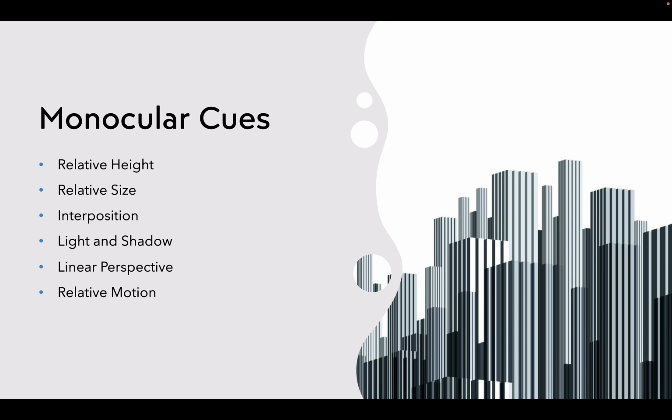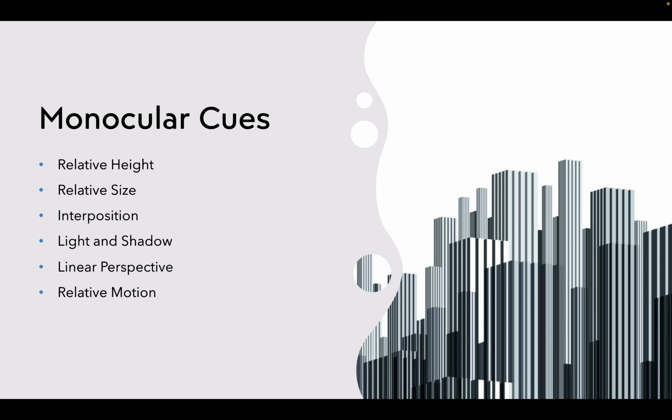Relative size. If we assume two objects are similar in size, most people perceive the one that casts the smaller retinal image as farther away. If we know two things are the same size, but one is showing a smaller retinal image than the other, we understand that the smaller one is farther away, because we know those two objects are the same size.